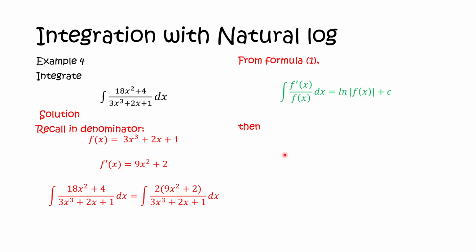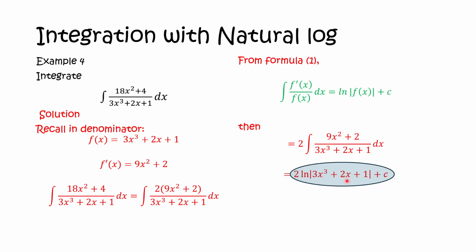So now, going back to what we have on the left-hand side of the screen, we can see that we can factor out the 2 from the numerator so that we have the numerator and the denominator. But there is a relationship between the two. The numerator is the derivative of the denominator. And with that in mind, it means that our answer comes out as 2 times the natural log of 3x cubed plus 2x plus 1 plus c. And of course, not forgetting the modulus function.